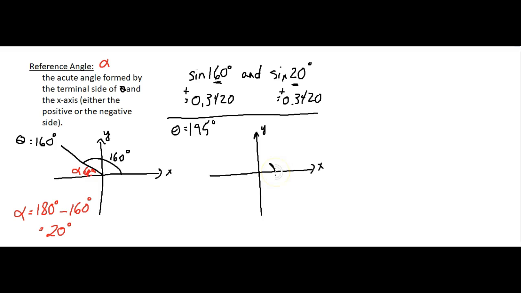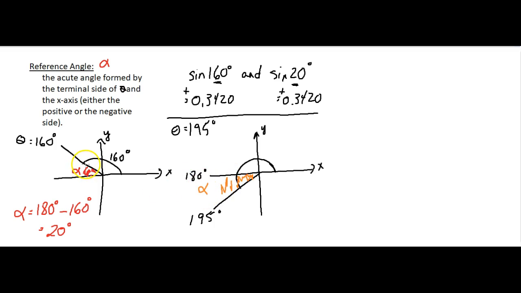So starting from the positive x-axis, rotate around, we go past 180, and we're into quadrant 3, draw that terminal side. This is 195 degrees. 180 was right here. Where does alpha sit? Alpha is the acute angle formed by the terminal side and the x-axis, either the positive or the negative side. And so alpha is all of this in here.